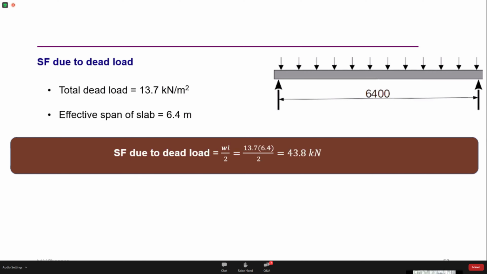The second part of this is the calculation of shear force. Again, the shear forces are calculated for dead load and similarly for live load. For the shear force due to dead load, we can directly get this by the expression WL by 2, where W is the total dead load. Since it is spread uniformly over the entire length of the deck slab, I can simply multiply it by the length. I get the shear force due to dead load.